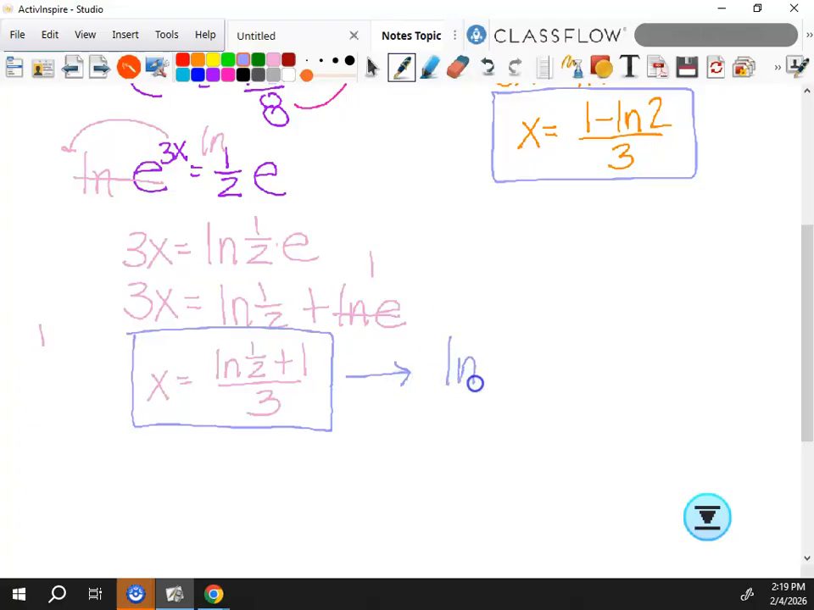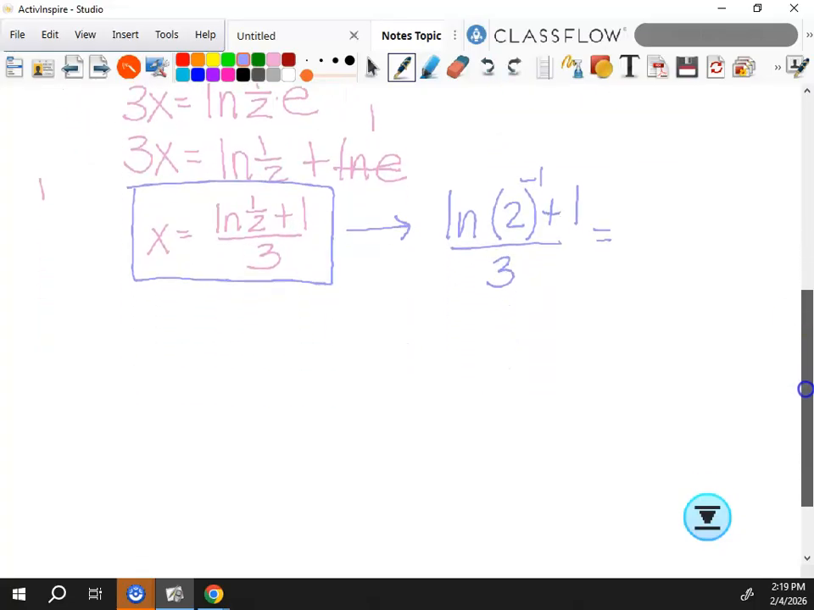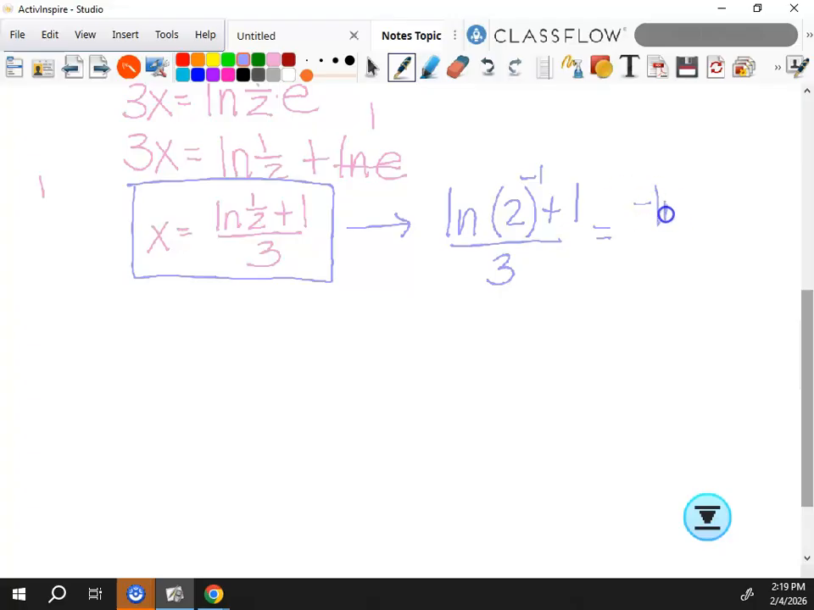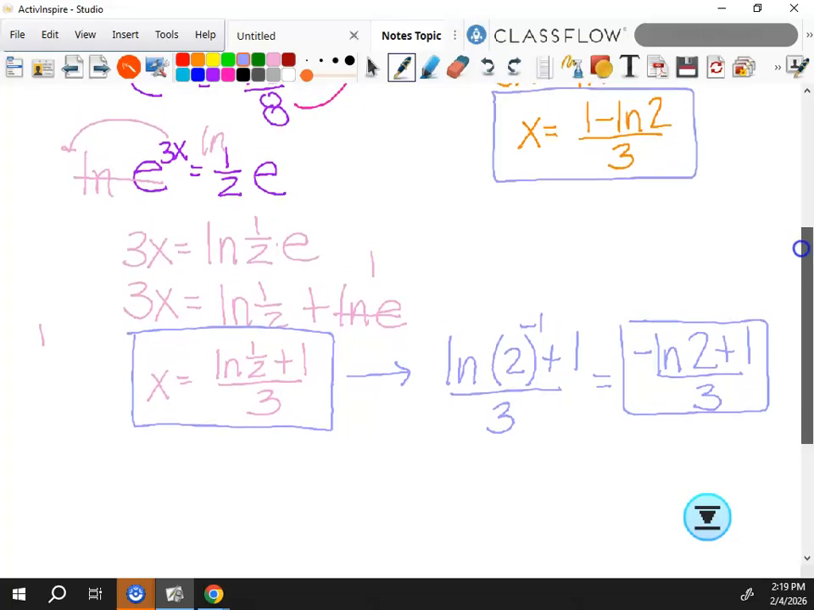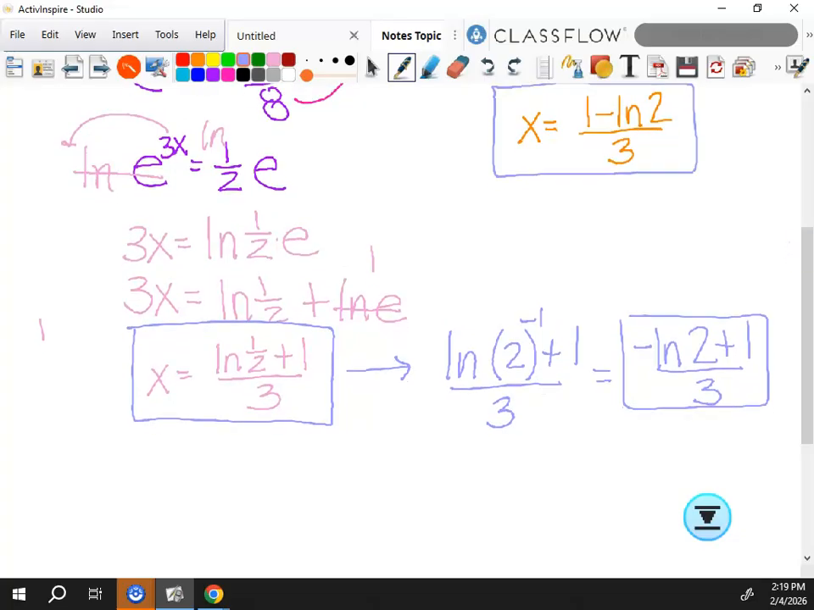This, I can rewrite this as the natural log of 2. Well, 1/2 is 2 to what power? -1 power plus 1 over 3. So then this right here, that -1 does get to come out as an exponent, right? So he gets to come over there. I'm going to get negative natural log of 2 plus 1 over 3. That's why they are the exact same thing. And I'm going to show you one more thing with graphs as well here in just a second. Everybody okay with that? So essentially what this says is that negative natural log of 2 and natural log of 1/2 are the same thing.